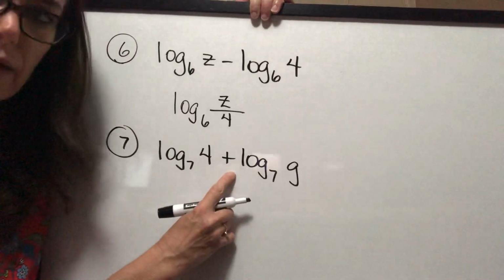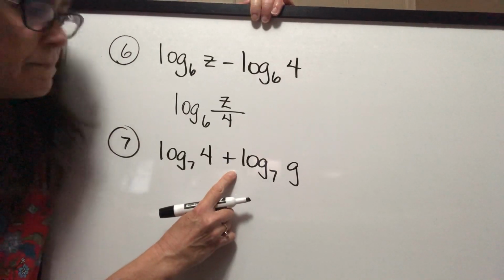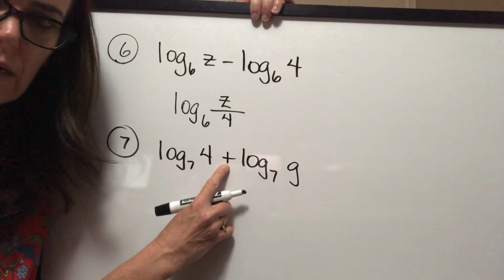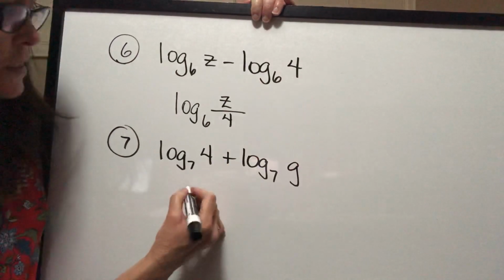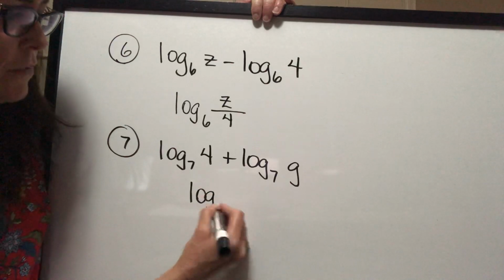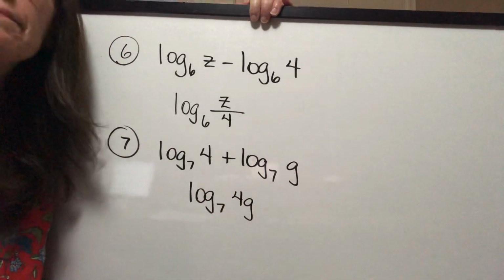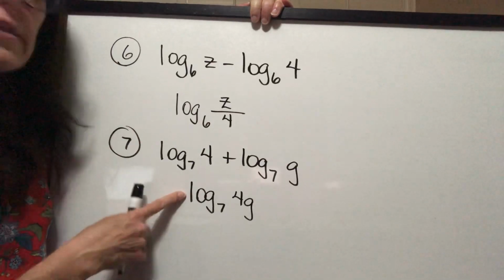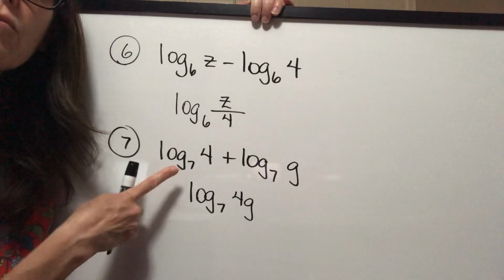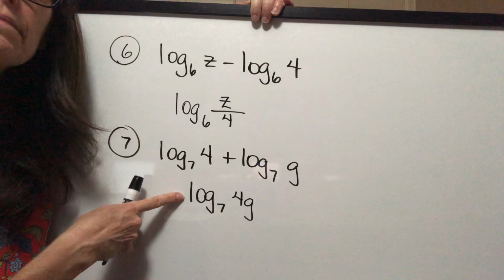So think of the product property of logs in reverse. The one with addition was multiplication. So I'm going to write it just as a single log with a base of 7, and it will be 4 times g, 4g. And that will be it for number 7. You're trying to change more than 1 log into a single log.